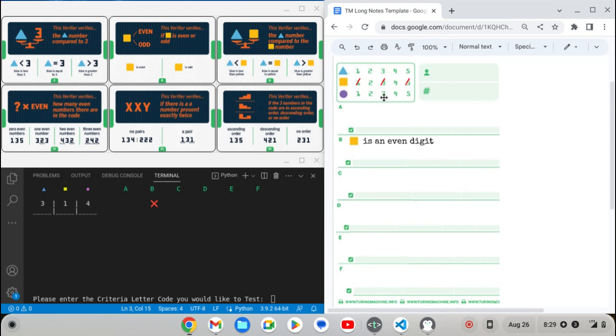Next, I think I'll test criteria card E. Okay, so in this case, the Turing machine does approve. Notice that in my proposal 314, there are no pairs, they're all different. So that means that the Turing machine agrees that the solution should have no pairs. So let's go type that up in section E.